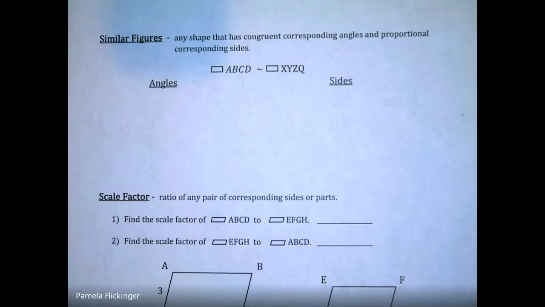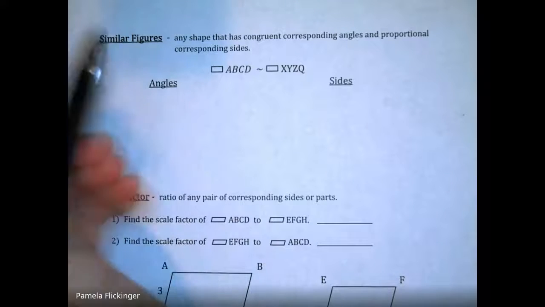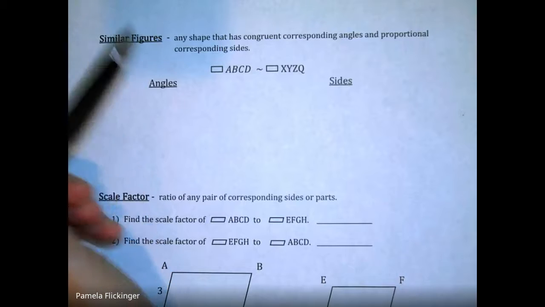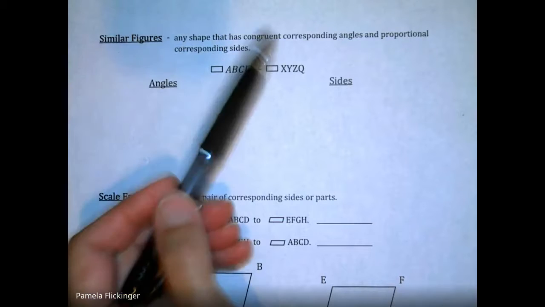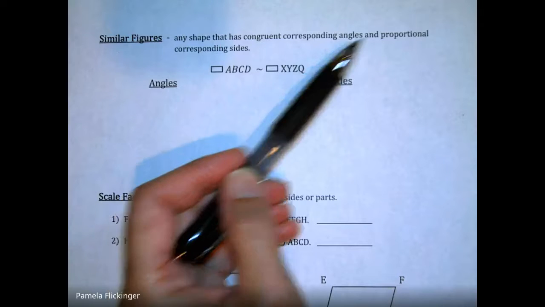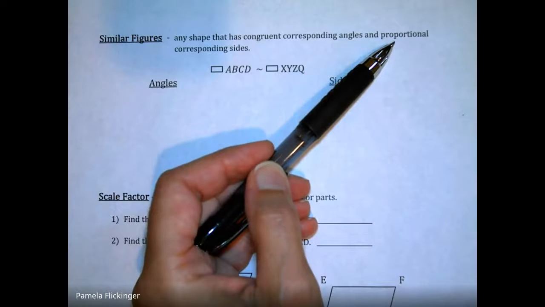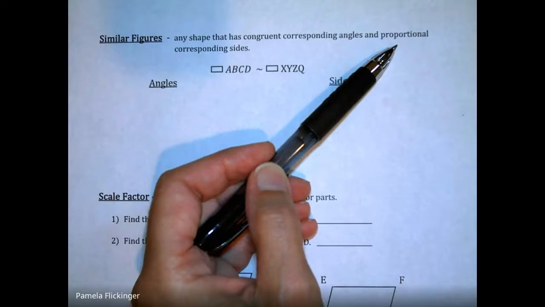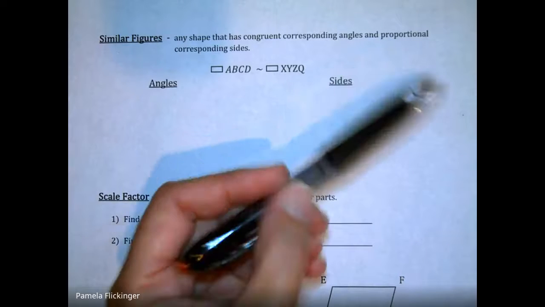Today we're going to look at similar figures and how to identify the scale factor of these similar figures. So what are similar figures? These are any shapes that have congruent corresponding angles, but notice the corresponding sides are proportional. So they're all going to make the same ratio with each other. These are figures that will appear to have the same shape, but they will be different sizes.